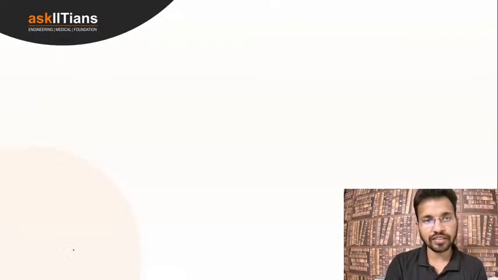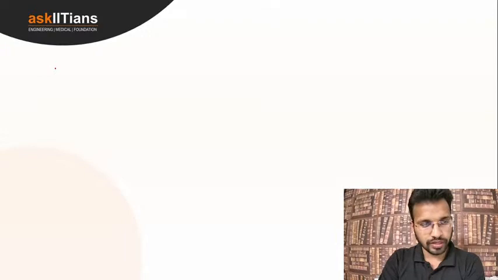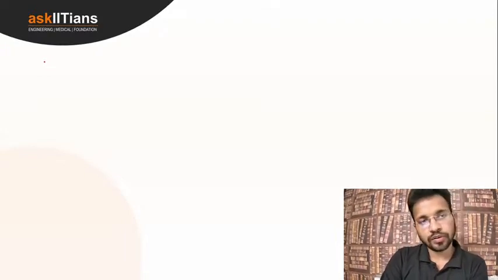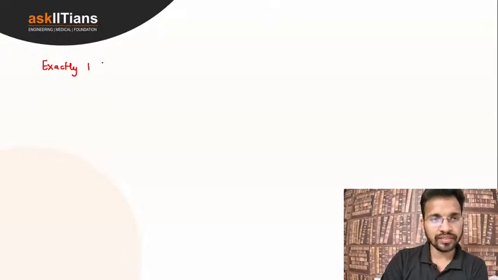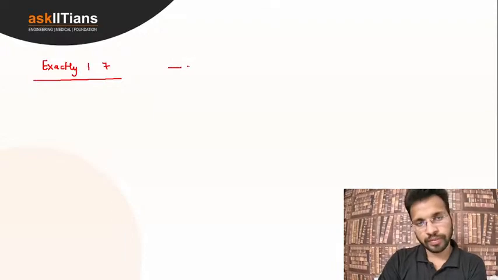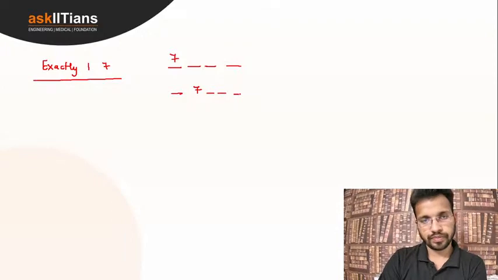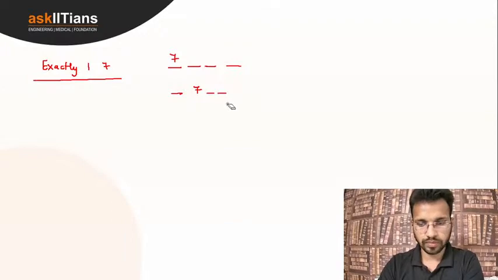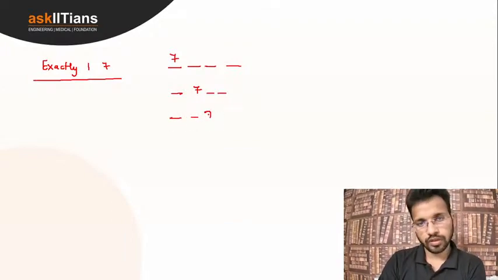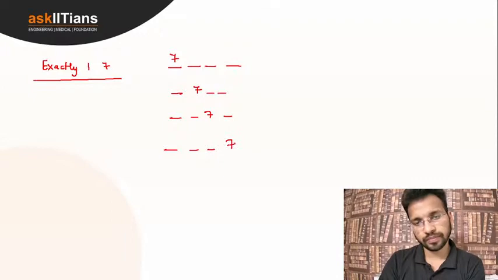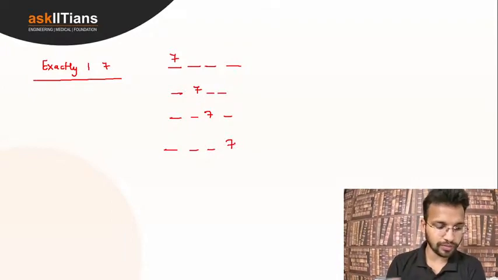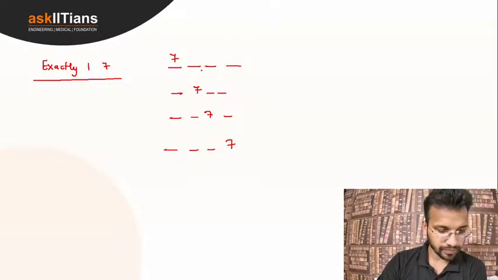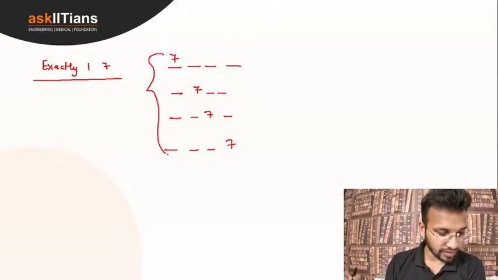Okay, so let me take it once again. Basically, the question said that we had exactly one 7. So if a 4-digit number is formed, do you guys understand this step? These are the 4 cases where exactly one 7 digit is formed. Yes, it's clear. Okay.